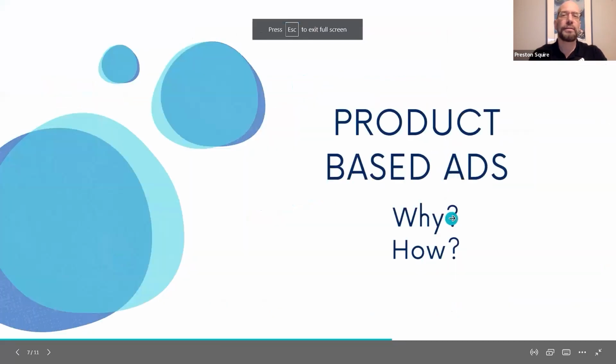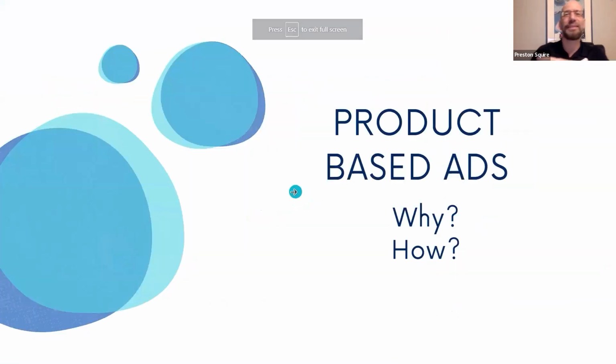What's a product-based ad? Why would you want to do it? And how does that work? So a product-based ad is an ad that specifically shows up on products that you've specified. So why would you want to do that?